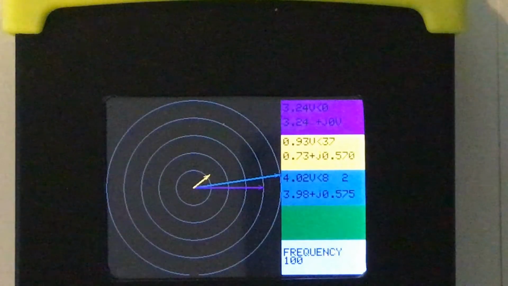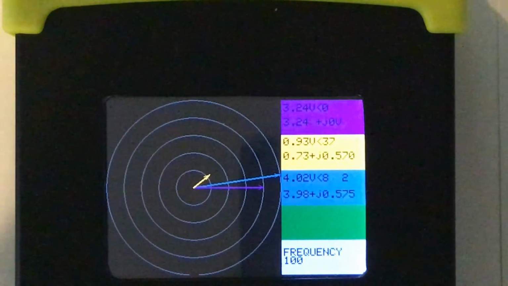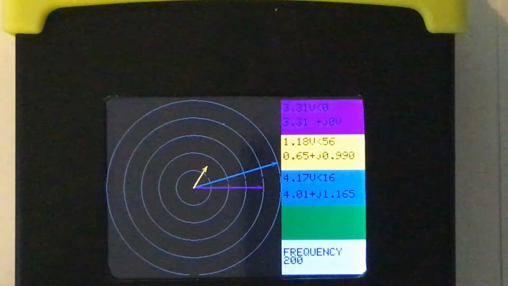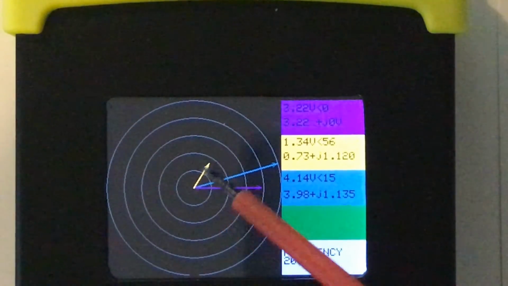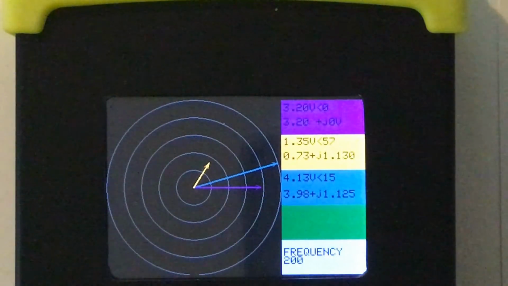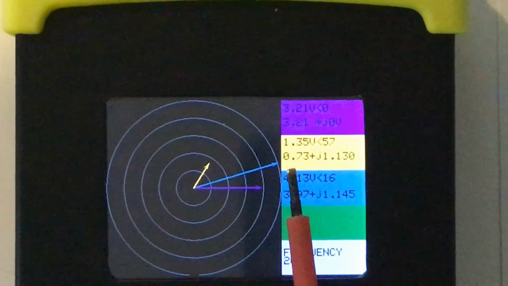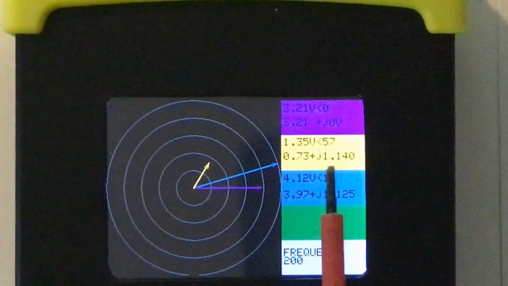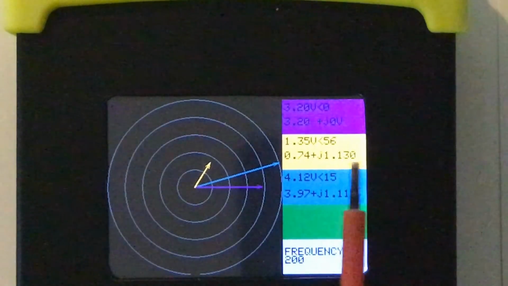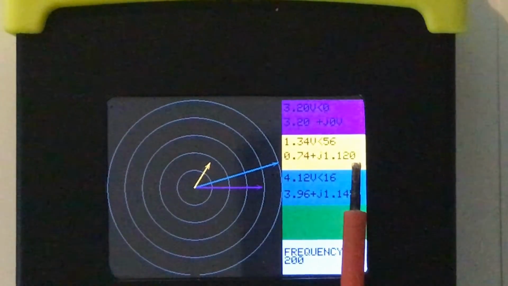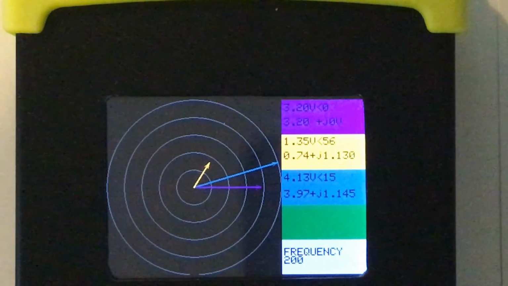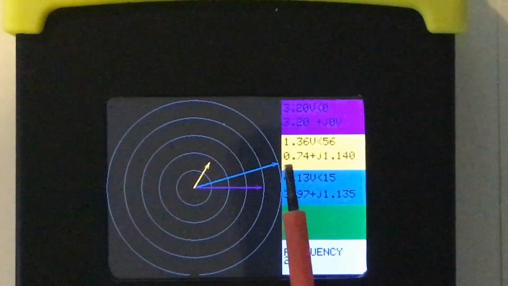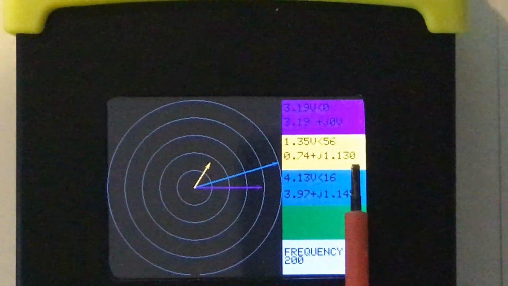Okay, so if we increase the frequency to 200 Hz, we can see that the volt drop across the inductor has increased. However, now it's the reactive component of that volt drop that is the largest. So when you're taking your measurements, it's important that we take both the resistive and the reactive volt drop.